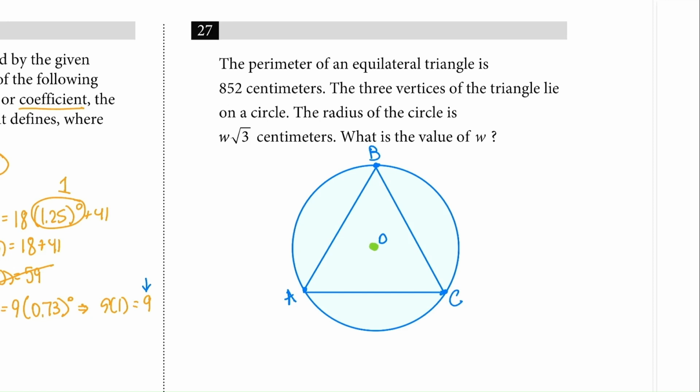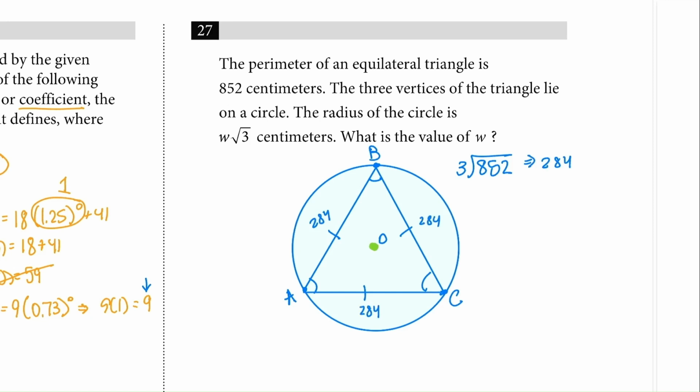Okay, now let's discuss equilateral triangles. We know that all three of these will be equal, all of our sides will be equal, and we also know that the perimeter is going to be 852. So the perimeter of an equilateral triangle, we're simply going to divide that by 3, and the answer that we get is 284. So we know that each side of our triangle is 284.